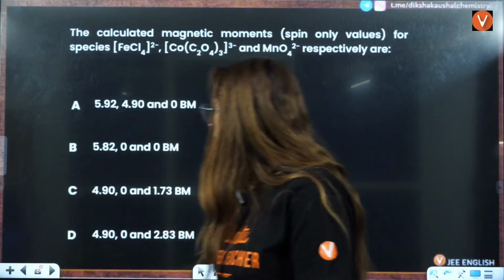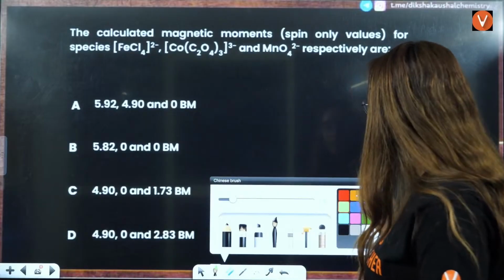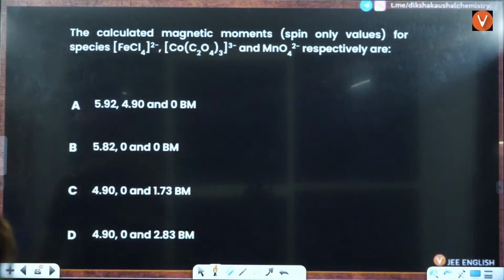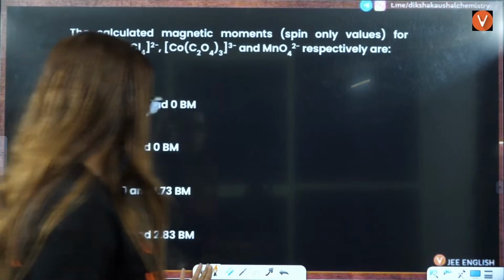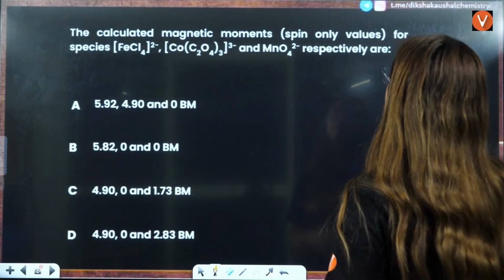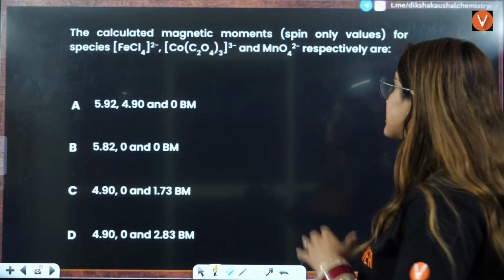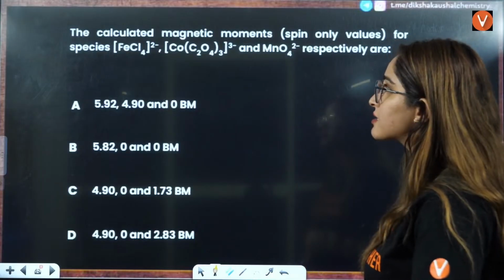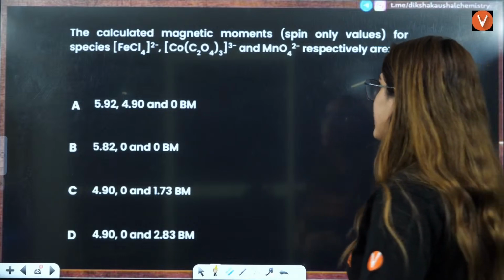Okay, students, do you have any problem till here or not? Let me know in the chat box if there is any problem till here. Next is calculating magnetic moments for species. 3 species are given to you. They are asking you to calculate the magnetic moments here, right?